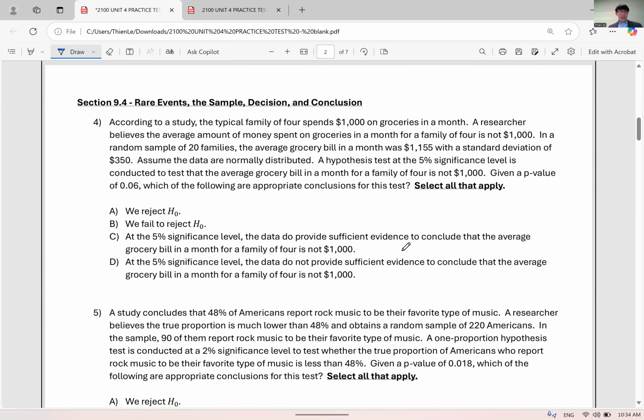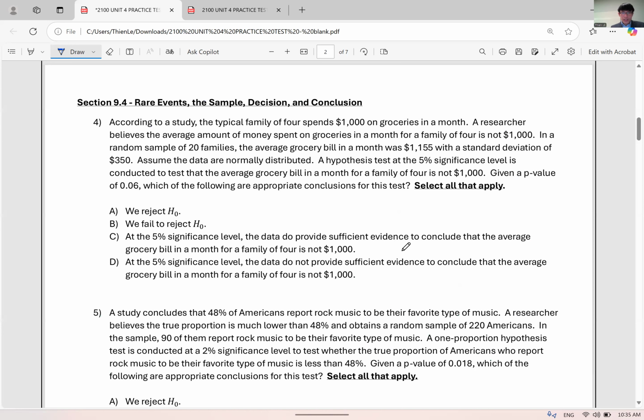So here, the rare events, the sample decision conclusion. According to a study, the typical family spends 1,000 on groceries in a month. Researchers believe the average amount of money spent on groceries per family is different. In a random sample of 20 families, the average grocery bill a month was 1,155, with standard deviation 350.